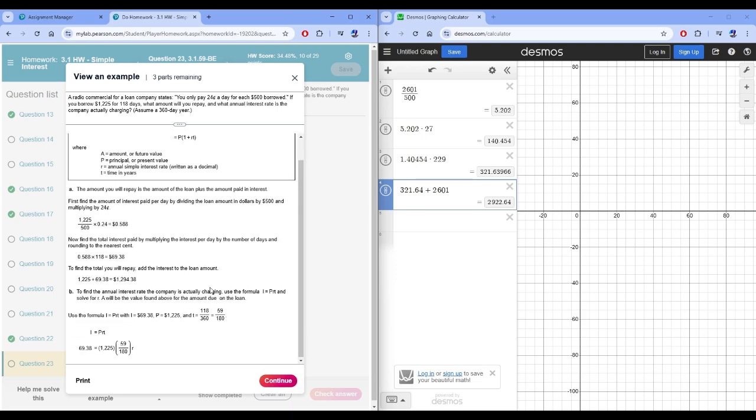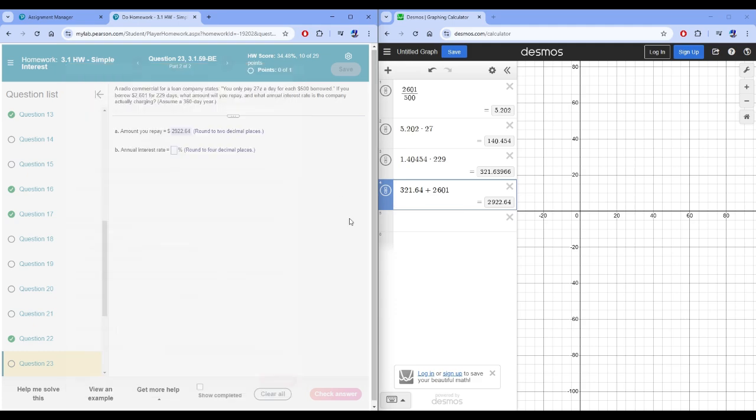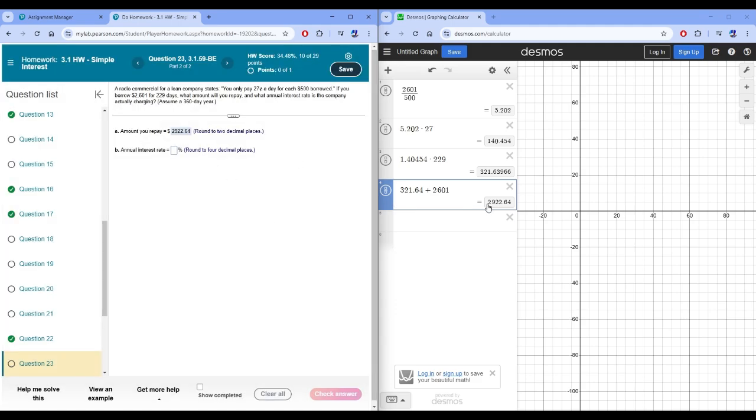All right, so let's use the actual charging interest. Use the formula I equals PRT, and then just solve for R. So I'm just going to plug it in and work backwards. Now that we know our interest was 321.63, first it gets divided by the principal, which was 2601, which gives me that, and then I'm going to take that number, multiply, and then divide it.